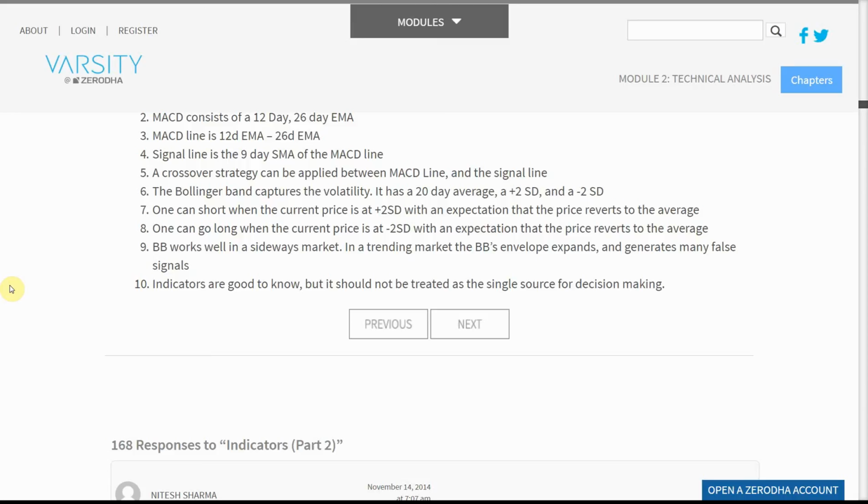BB works well in a sideways market. In a trending market, the BB's envelope expands and generates many false signals. Indicators are good to know, but they should not be treated as the single source for decision-making.